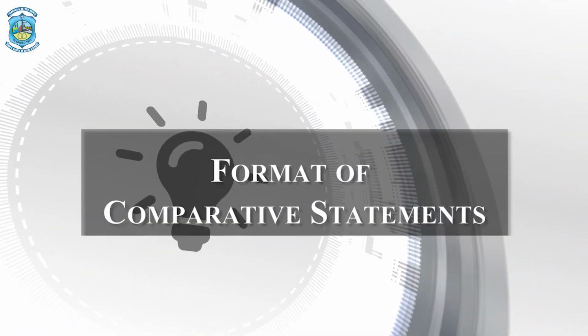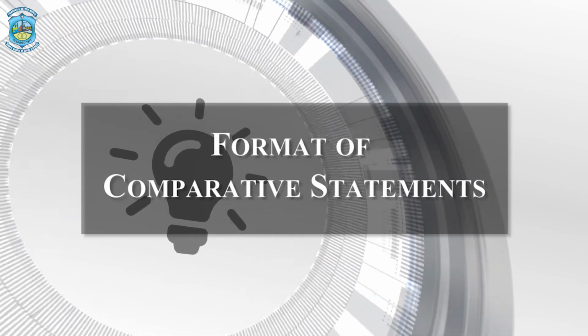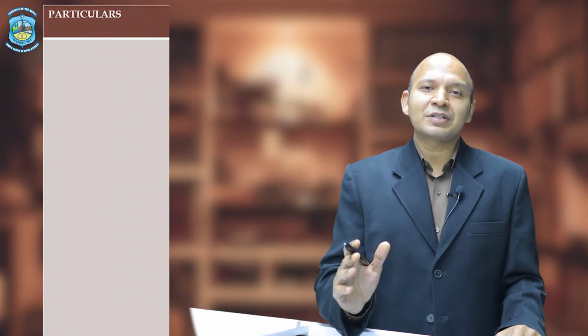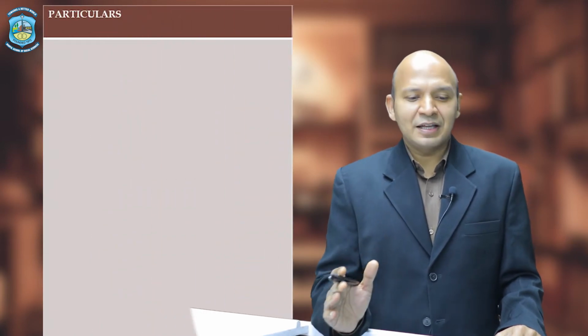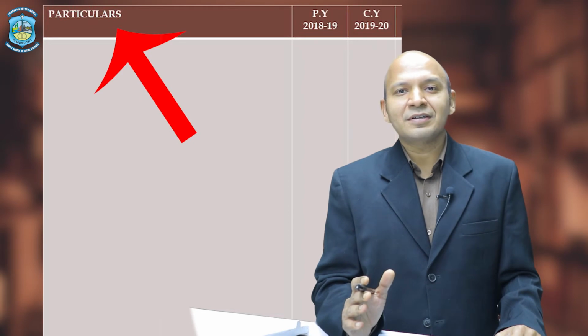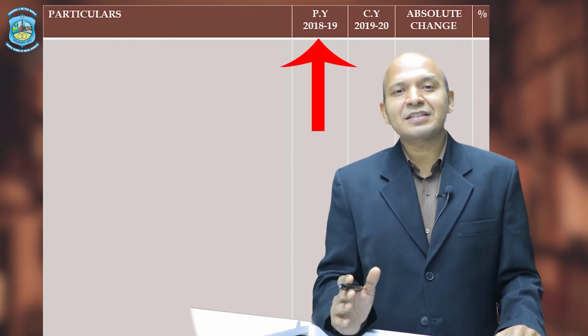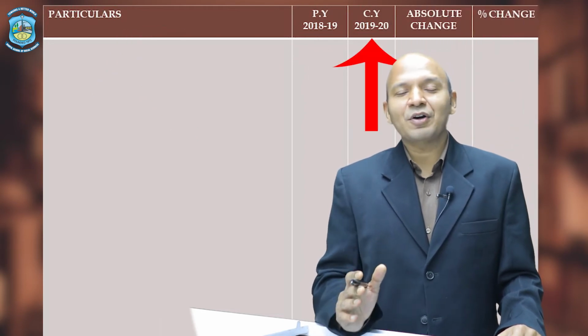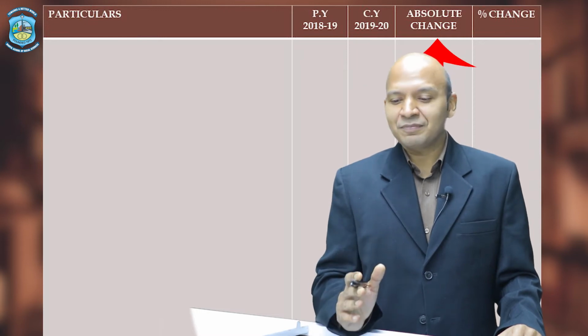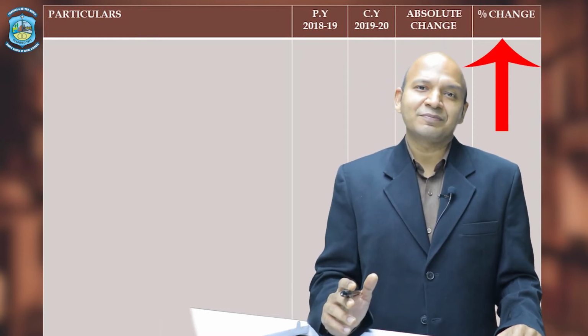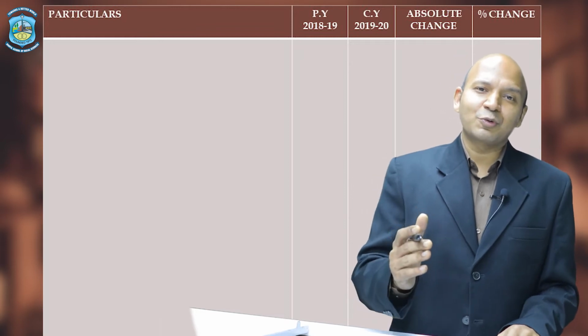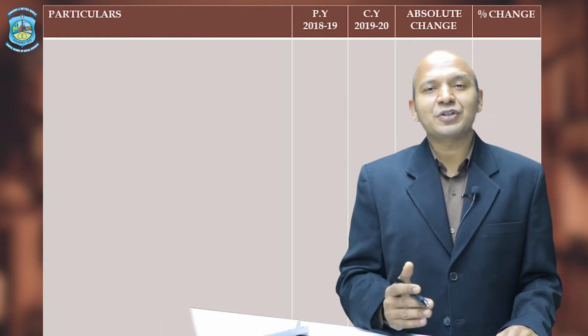Now, I will be explaining you the format of comparative statements. The comparative statements include 5 important columns. The first column is particulars. Then we have the previous year column, current year column, absolute change column, and percentage change column. In the particulars column, we include the items of the balance sheet.